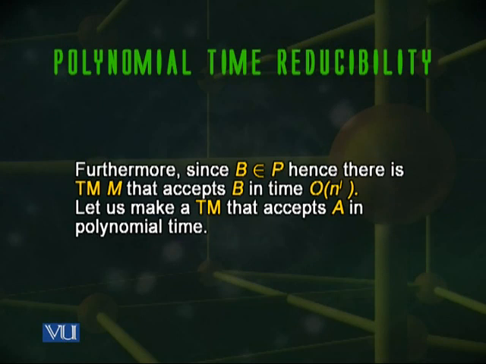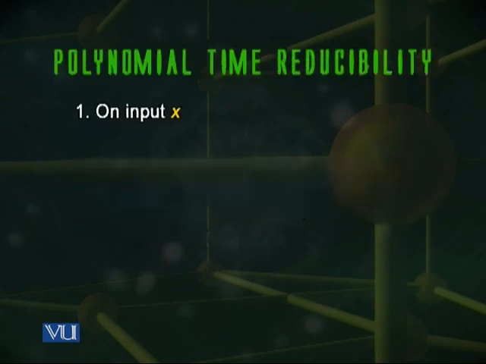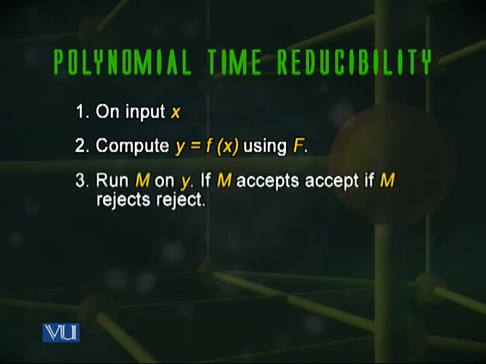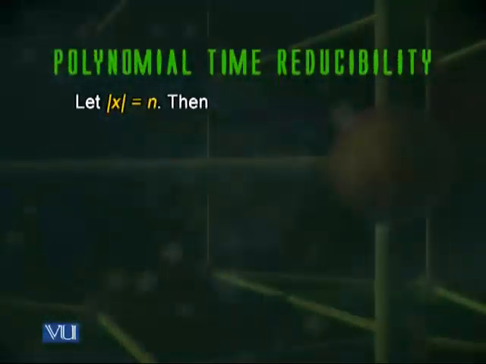Now let us make the following Turing machine that accepts A in polynomial time. On input x, this Turing machine computes y equals f of x using capital F. Then it runs M on y, and if M accepts, it accepts, otherwise it rejects. Clearly, this Turing machine recognizes the language A. Actually, it decides the language A, but how much time does it take? Let's calculate that carefully. Let x be an input of length n.